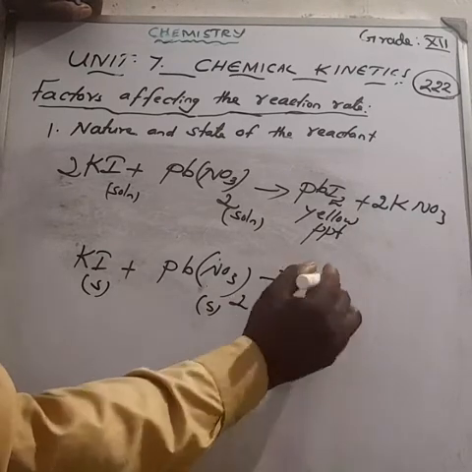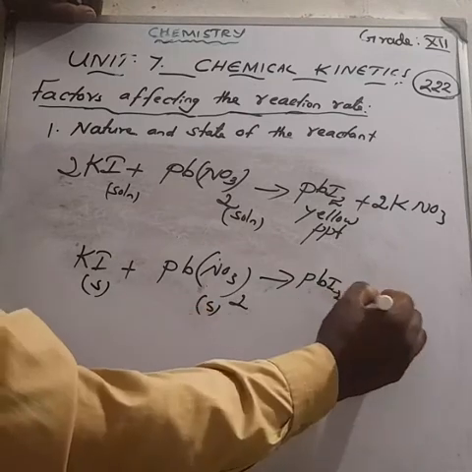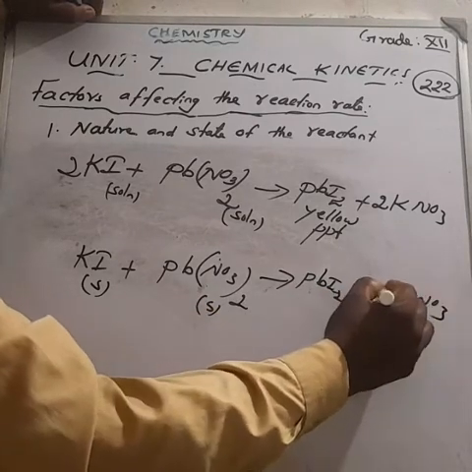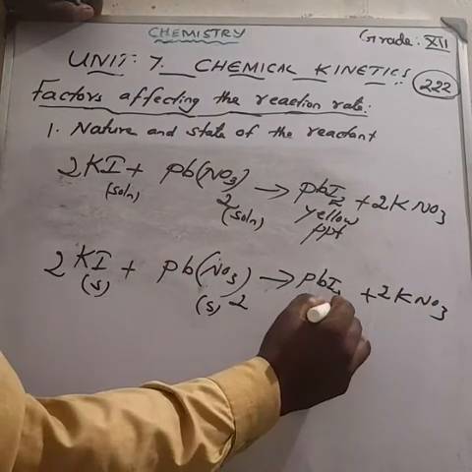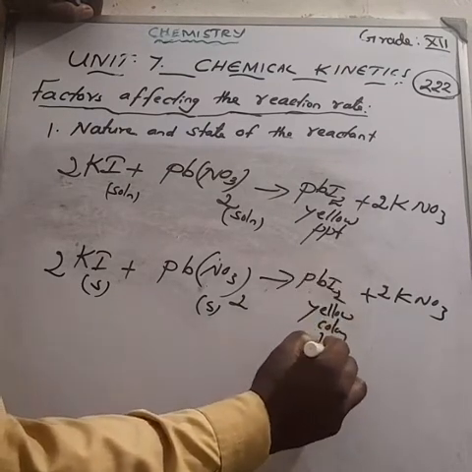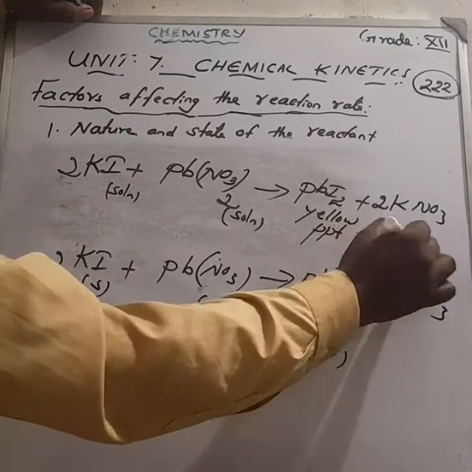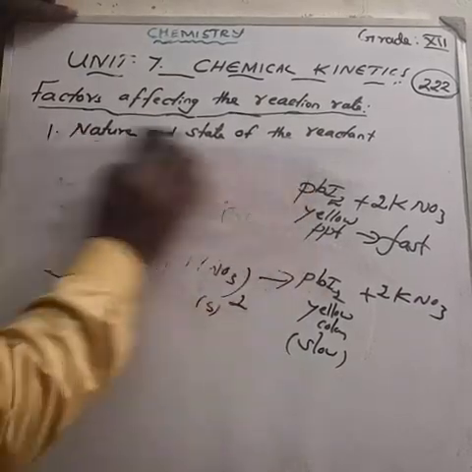In the potassium iodide solution and lead nitrate solution, we get a yellow precipitate immediately. We can say instantaneously we get the yellow precipitate. But in the case of solid potassium iodide and lead nitrate, we get the yellow color very slowly. These are about the nature and state of the reactant.